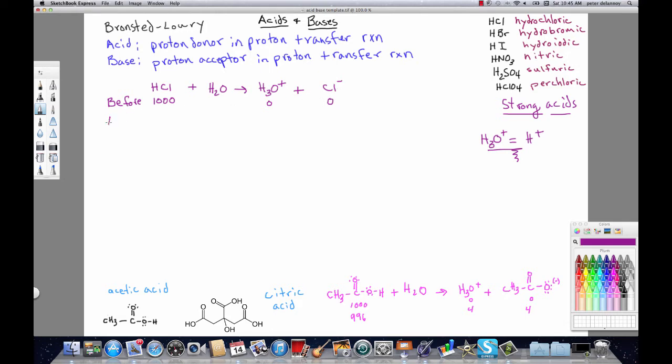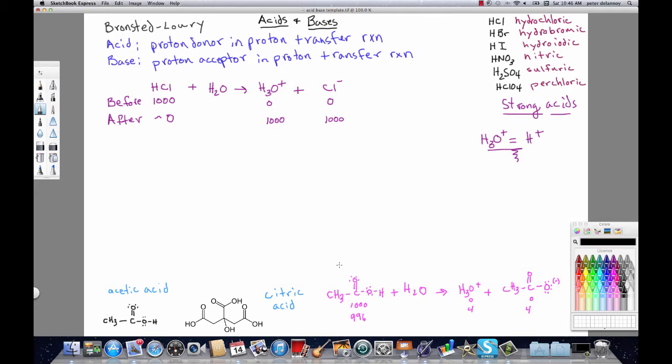Now, for a strong acid, after the reaction is over, after it's complete, so the HCl is completely reacted with the water, there will be little, if any, actual HCl left in the solution. And instead, we're going to have 1,000 molecules of the H3O+, and we're going to have 1,000 ions of the Cl-. All right, that by definition is what makes a strong acid strong, by contrast to the situation you have with a weak acid.